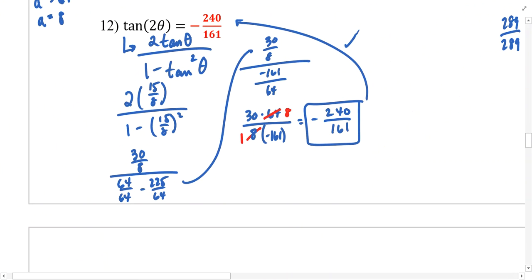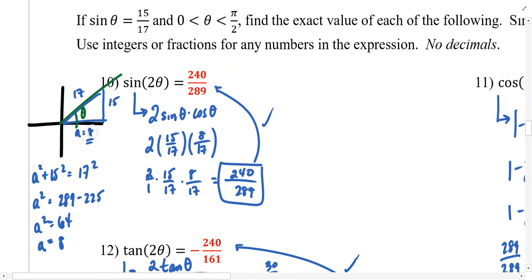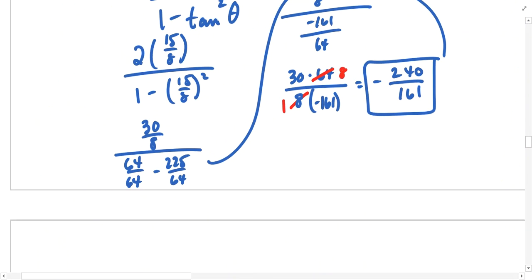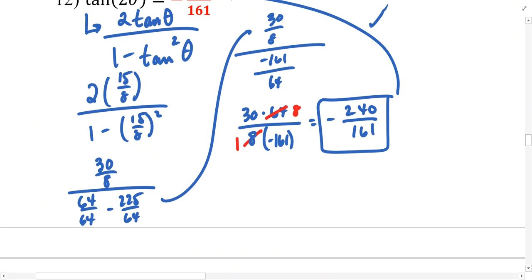For tangent of the double angle, we need this expression, 2 tangent theta over 1 minus tangent squared theta. So again, tangent being the opposite side length over the adjacent, I'm using the fraction 15/8 in that position. I went ahead and simplified this without a calculator, and I would suggest that you do the same. But 30/8 divided by, finding a common denominator, 1 minus 225 over 64 left us with negative 161 over 64.